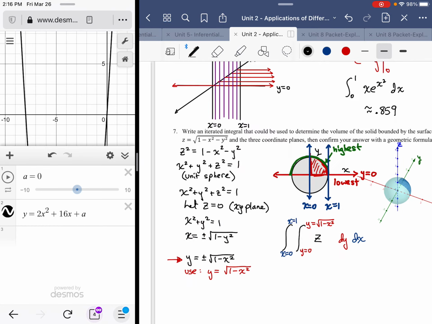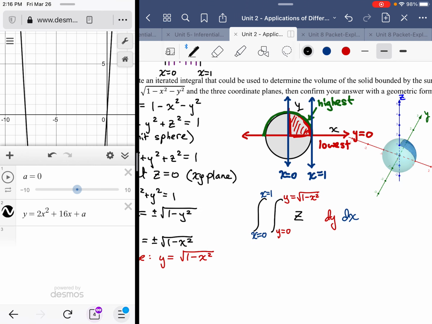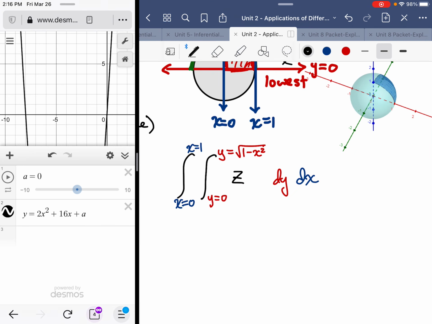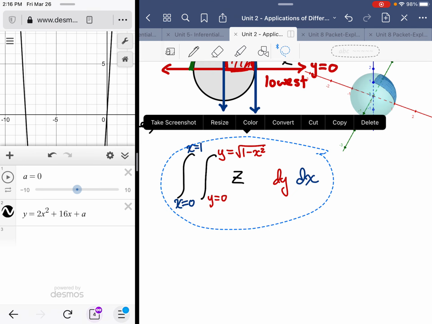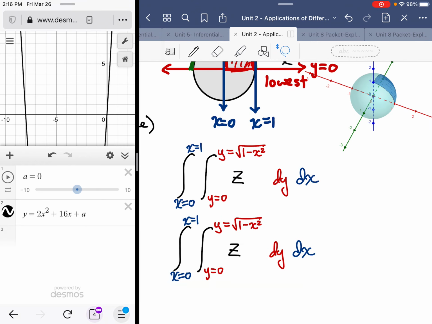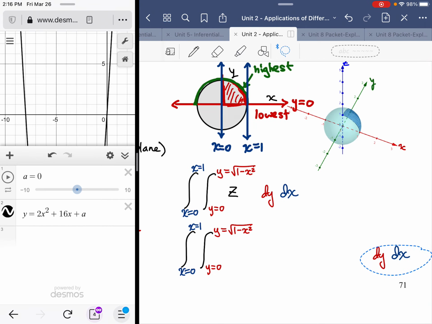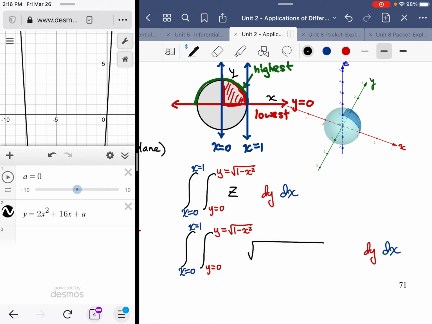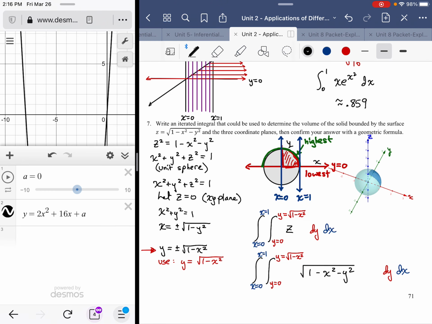All right, so z, we were given z as the square root of 1 minus x squared minus y squared. So it's all this stuff again, just swapping out the z for what it really is. And I could just bring this back so it looks a little nicer. And so that would be your iterated integral.